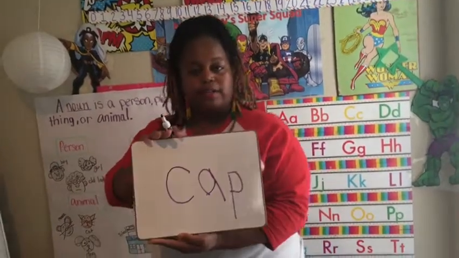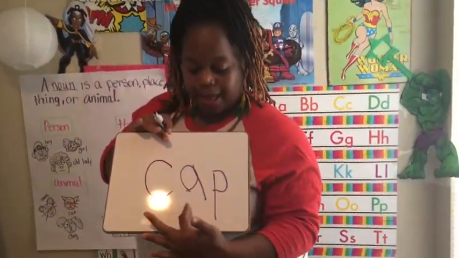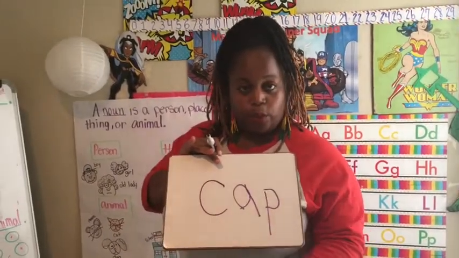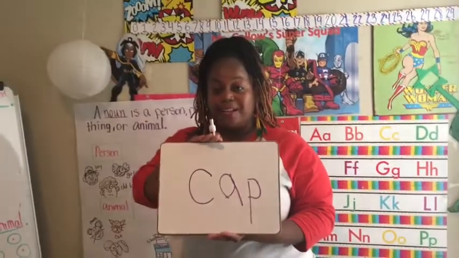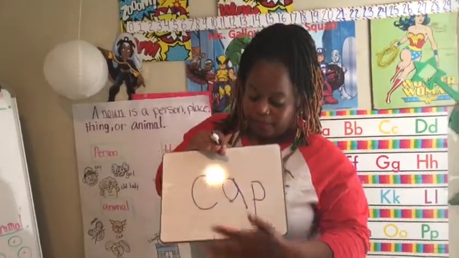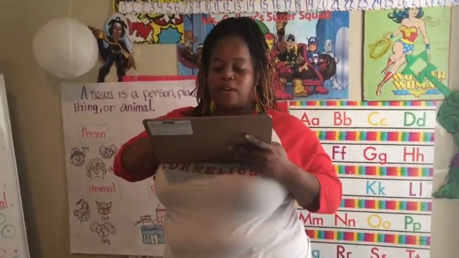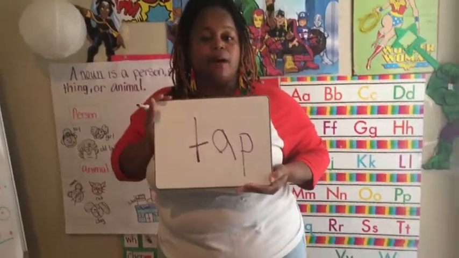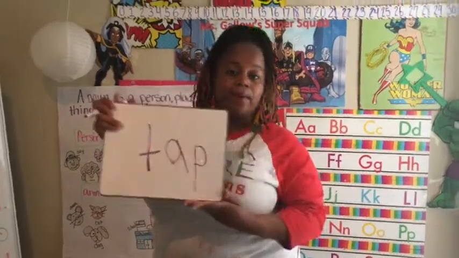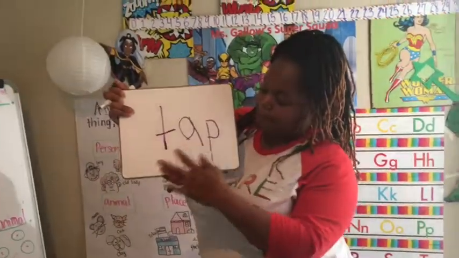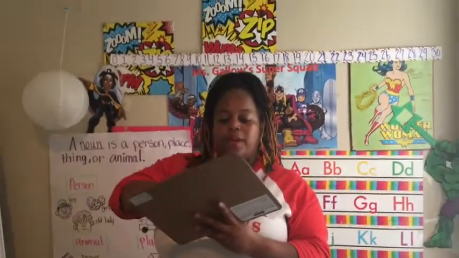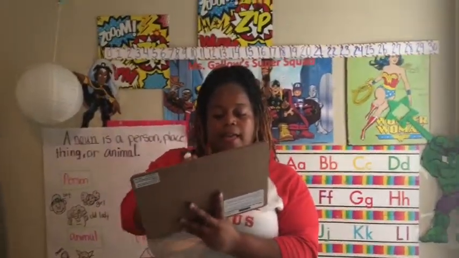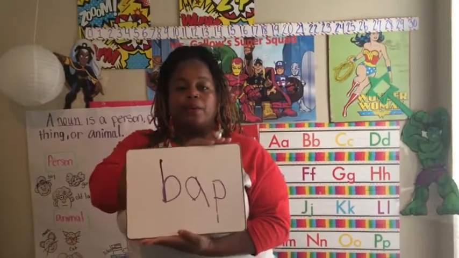Okay, what's this word? Sound it out. Cap. Or you can say cap. Remember we talked about speaking well. We are connecting all of the sounds together. Cap. Good job. What if I take away the C and put a T? What does the word become now? Tap. Good job. Tap, tap. Awesome. What if I took away the T and put a B? What does the word become now?